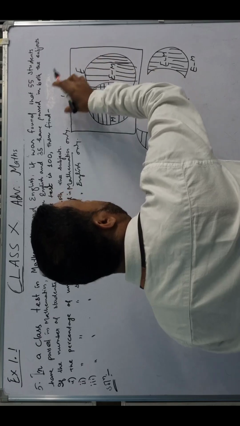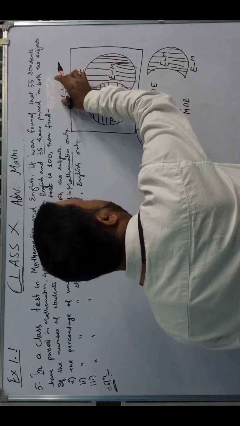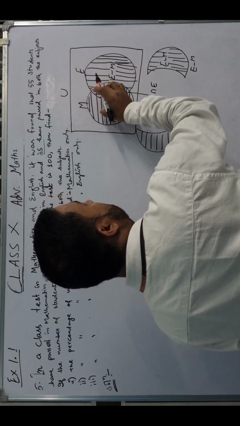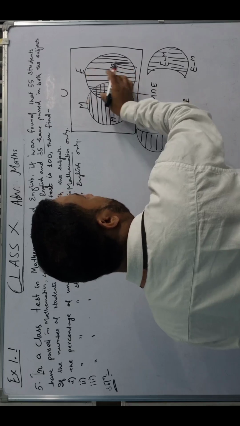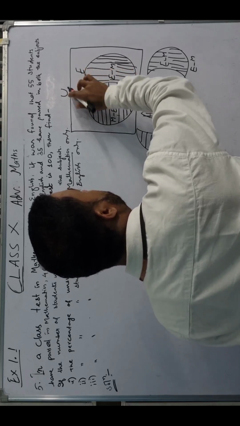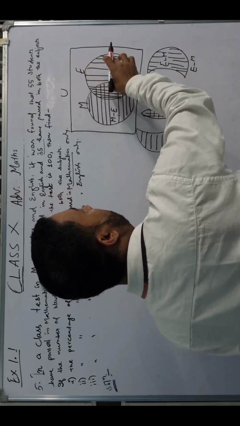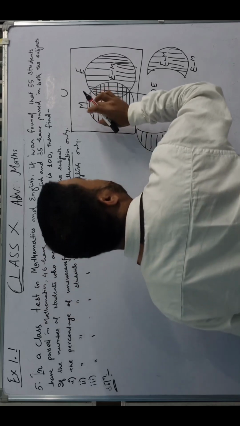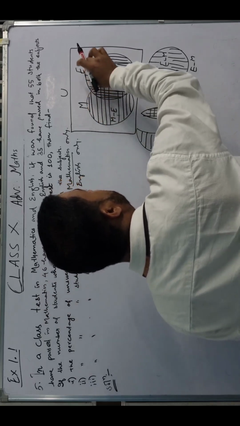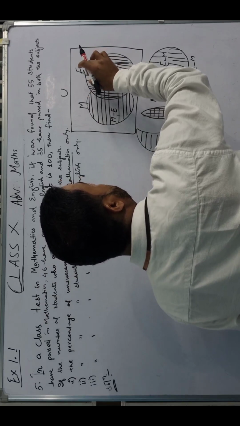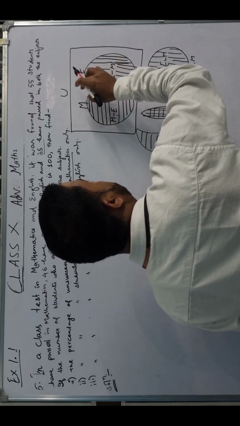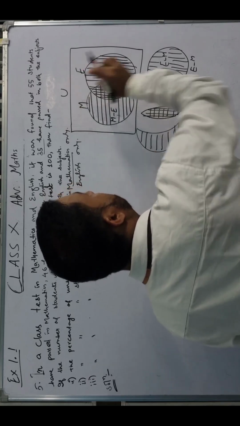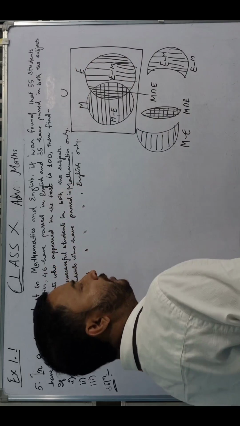U equal to 100. Number of students are 100. So out of these 100 students, some of the students are there who could not clear any one of the two subjects. Those will be in the set U, but not in the part of M and E, because M is a set representing the students who have passed in maths. E is the set where the students are passed in English. But this part is what? The students who could not clear any of the two subjects.